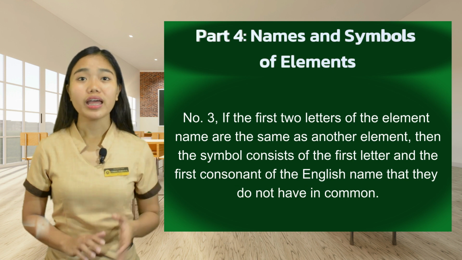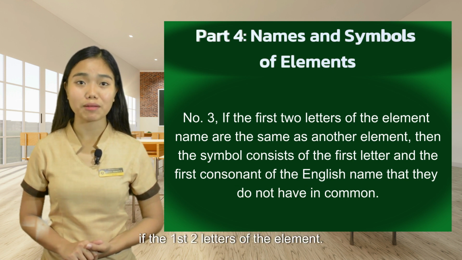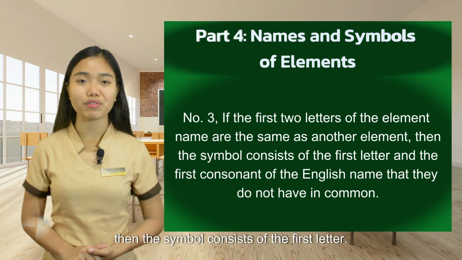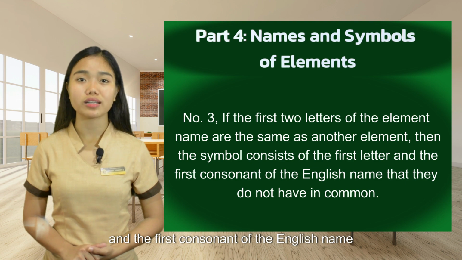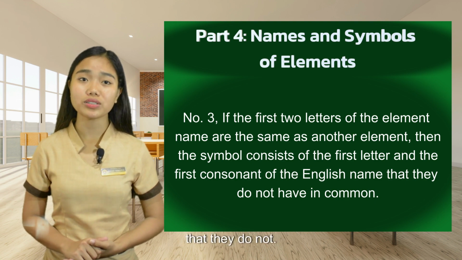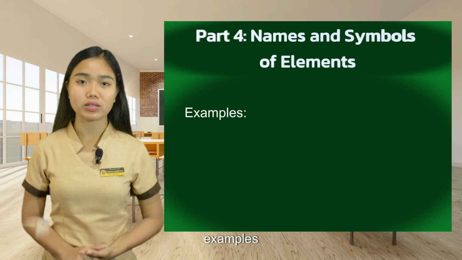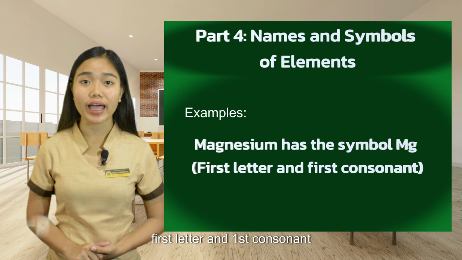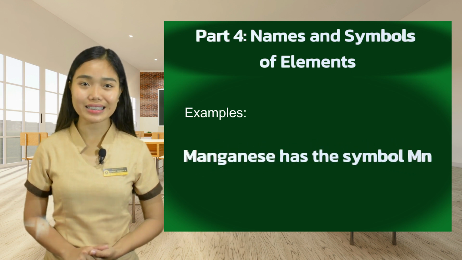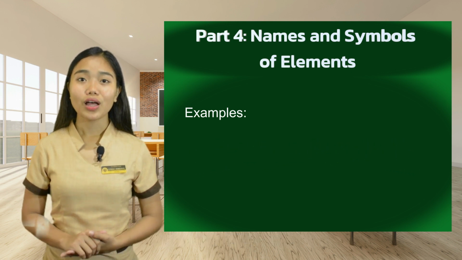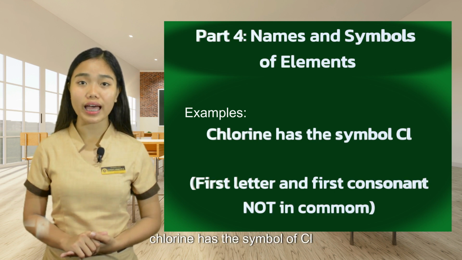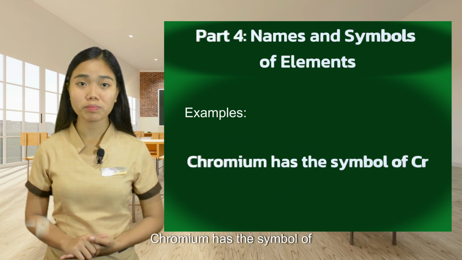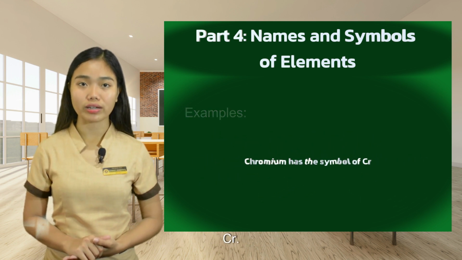Number 3. If the first two letters of the element name are the same as another element, then the symbol consists of the first letter and the first consonant of the English name that they do not have in common. Examples: magnesium has the symbol Mg, first letter and first consonant. Manganese has the symbol of Mn. Chlorine has the symbol of Cl, first letter and first consonant not in common. Chromium has the symbol of Cr.